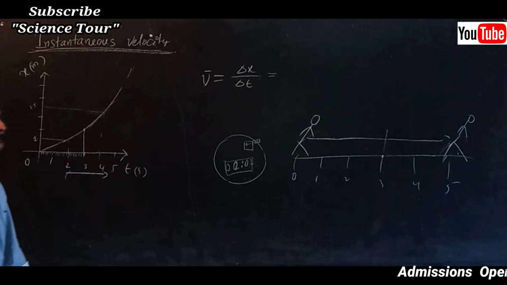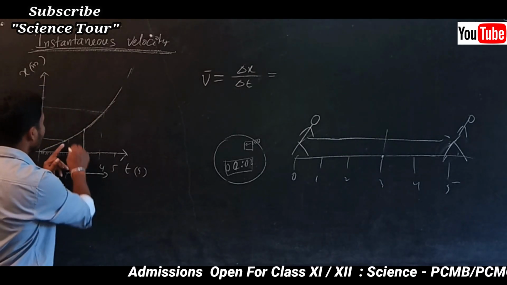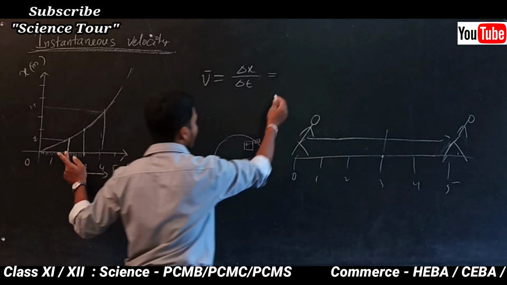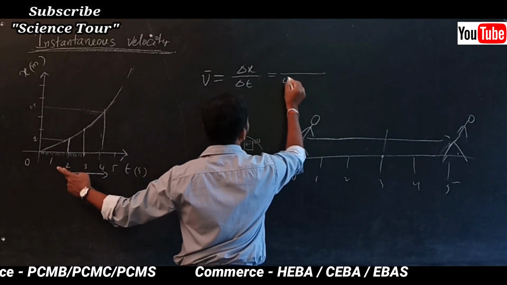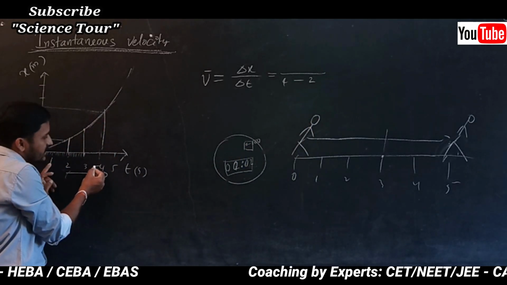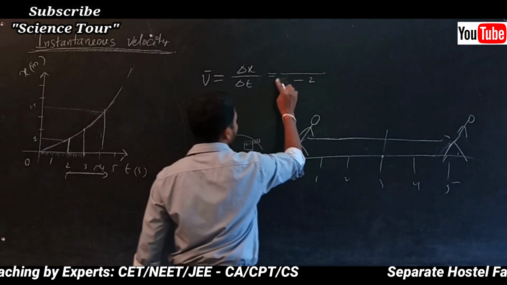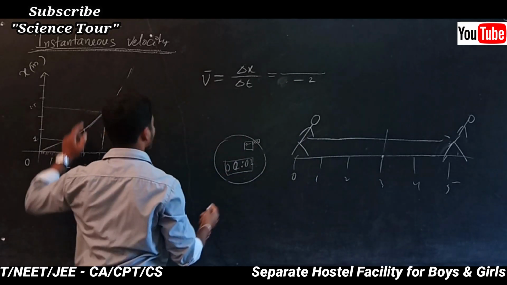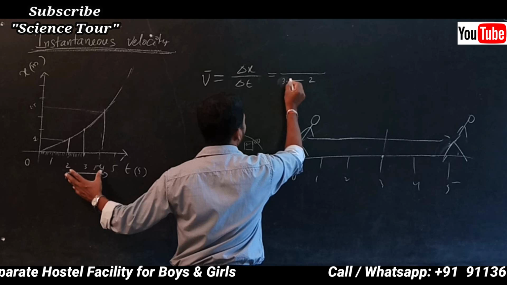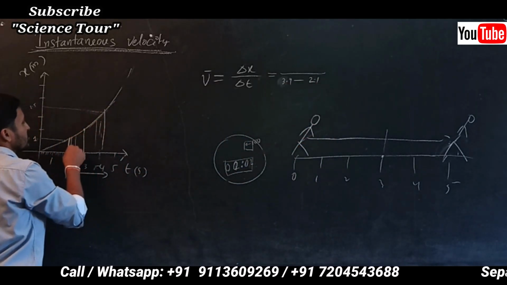Now how can I write it down? I can decrease this time interval. First I had written the time interval 4 and 2. How can I decrease it? I will make it a little less, 3.9, and a little more, 2.1. If you decrease, it means you are going to divide this 2 seconds.